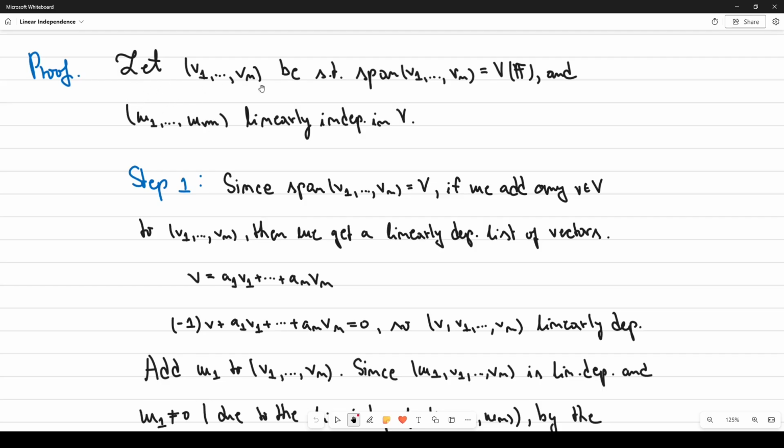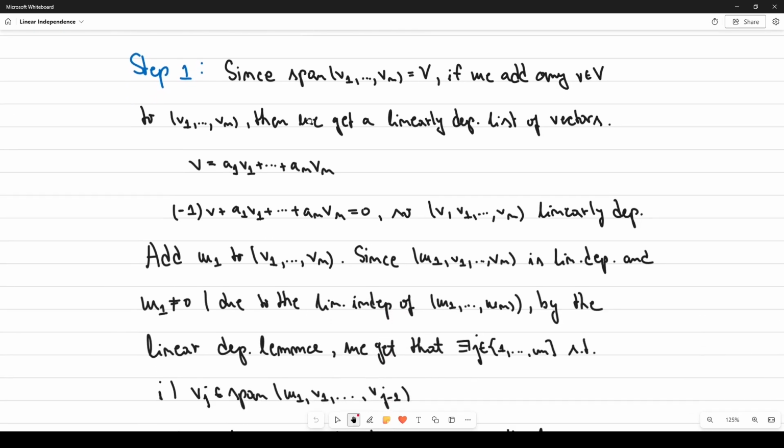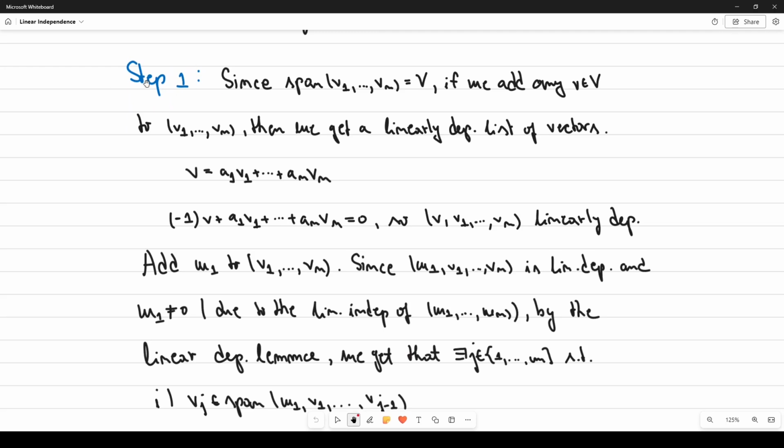So let this ordered list of vectors be a spanning list, so it spans the vector space and there are n elements in it. And let this be a linearly independent list in V, and there are m elements here. Now, in step 1, we will demonstrate a procedure, and we will show that the procedure terminates, and from that we will get our result.